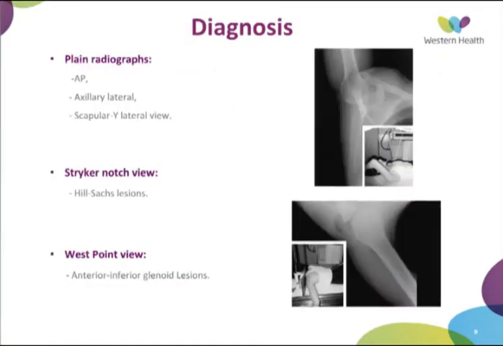The usual diagnostic tests are used for it. AP, axial lateral, and scapular Y views are the commonest X-rays that we normally order. Stryker notch view can be helpful to look at the presence of a Hill-Sachs lesion posterosuperiorly, and it's important in early stages of OA. People may have a normal X-ray, but with that we can find out about the lesions, as well as the West Point view that can show anterior glenoid lesions.